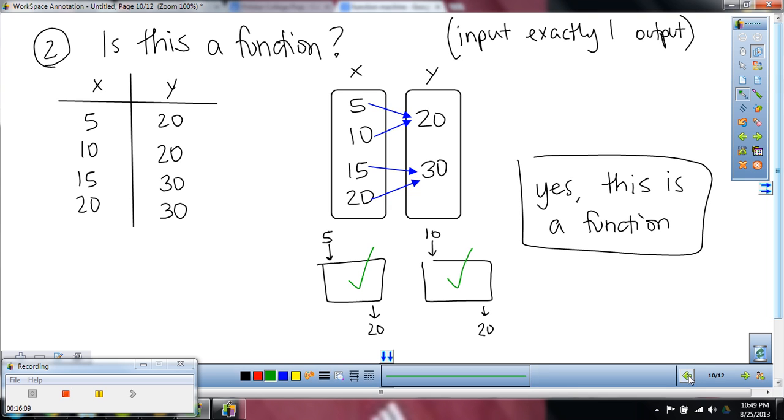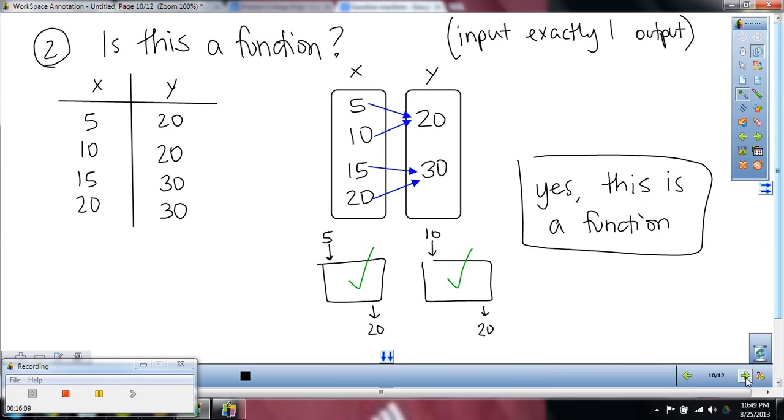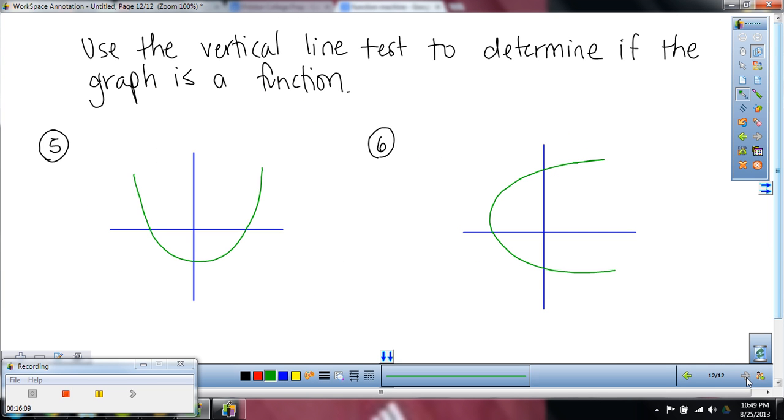And if we go back and look at our examples, right here, when we said yes, this is a function, because we had both of these people going to the same party. That's okay. But here, it was a problem because this guy was trying to go to two parties at the same time, which isn't allowed. So hopefully that helps us remember, but as long as you know the definition of a function, you should be able to figure it out.